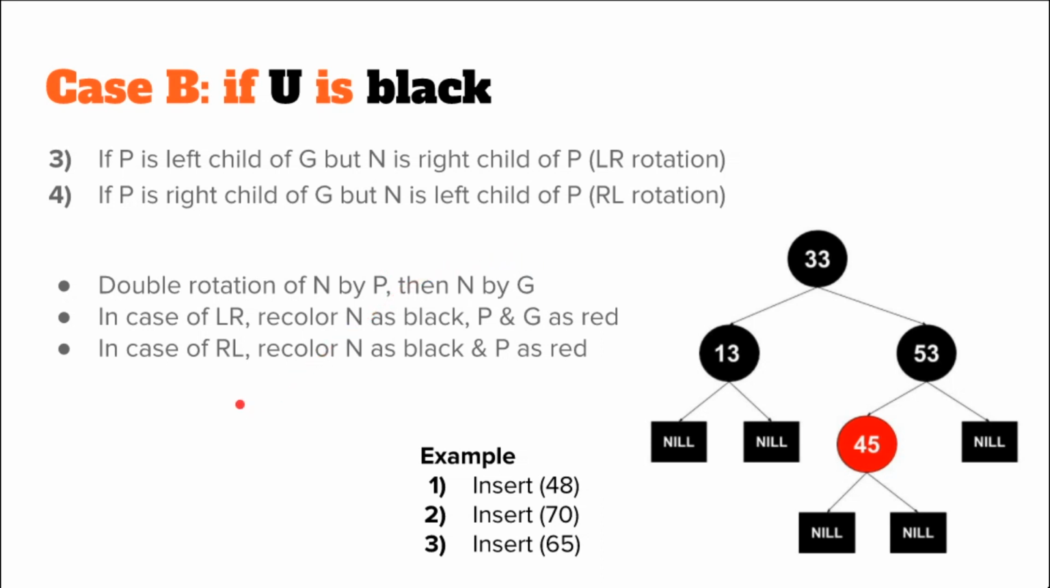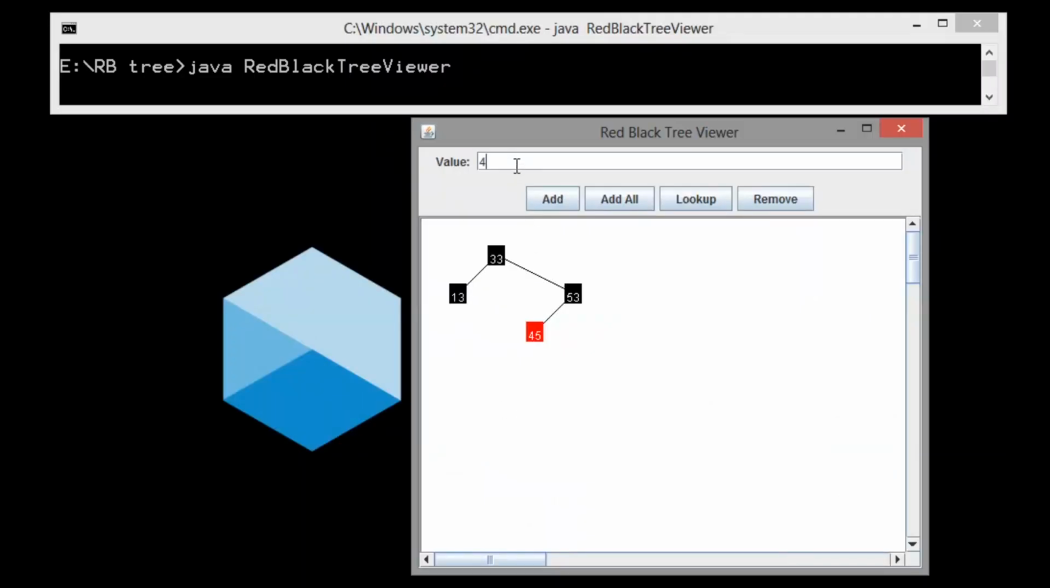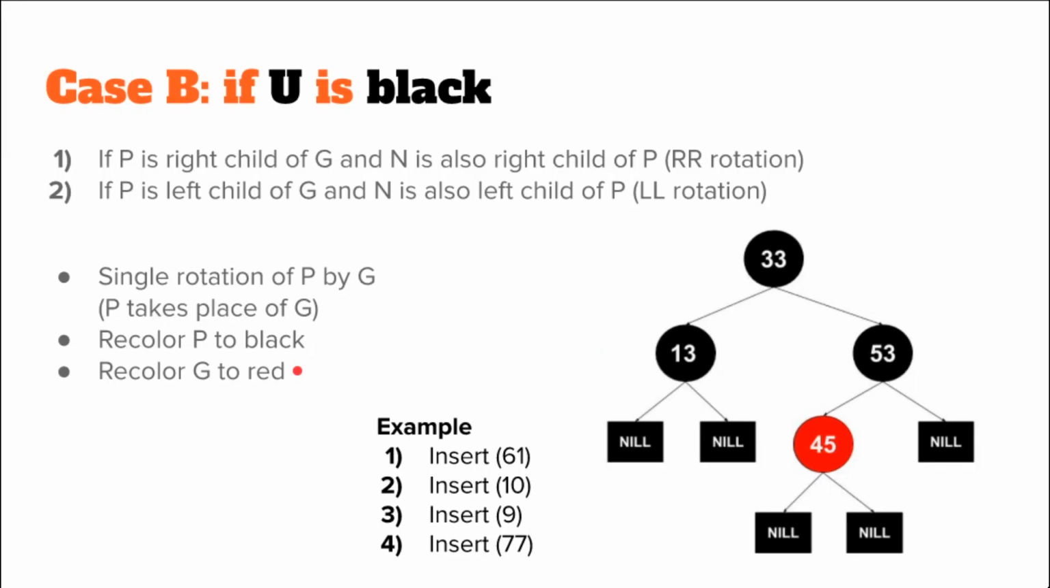After double rotation, new node N is recolored as black and parent node P is recolored as red. Additionally, after LR rotation, grandparent node G is also recolored as red. Here, in this example, insertion of 48 makes an LR rotation case, whereas insertion of 65 after inserting 70 makes an RL rotation. In the next video, we are going to see how to delete a node in red-black tree.